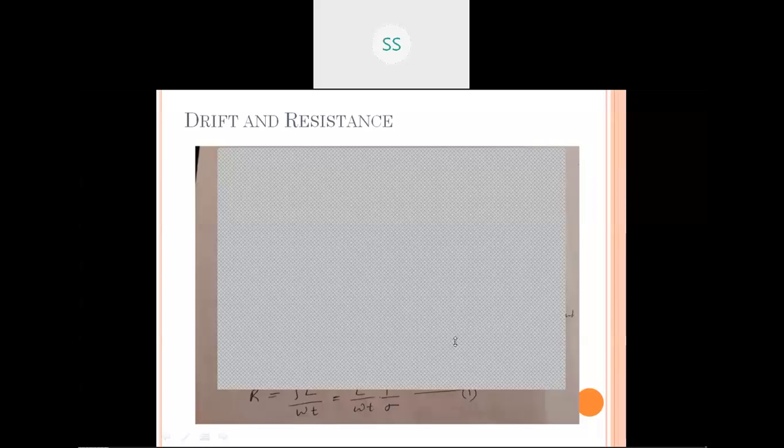So in the previous class, we have discussed how exactly to relate the semiconductor's conductivity as well as mobility, and what are the various factors which are going to determine the conductivity and the mobilities. So now in this class, let us go to the other parameters, drift and the resistance.